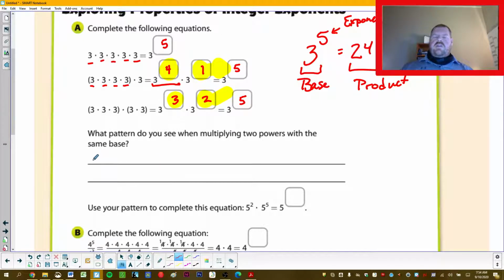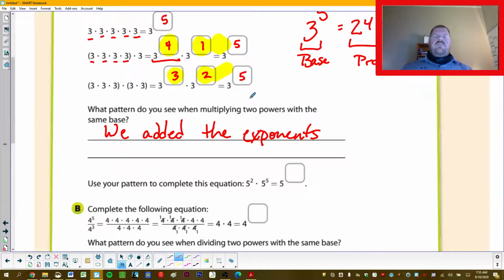Okay, hopefully you had a chance to think about that a little bit more. What we end up with is we really just added the exponents. That's what we ended up doing: in order to get 5, 4 plus 1 is 5, and 3 plus 2 is 5. So let's see if that idea works.